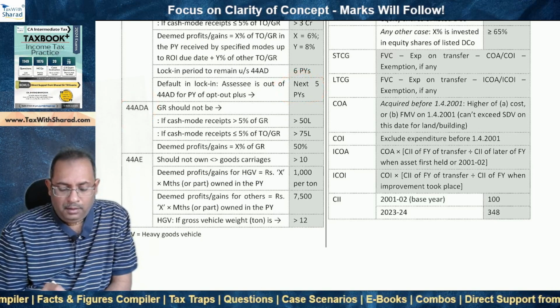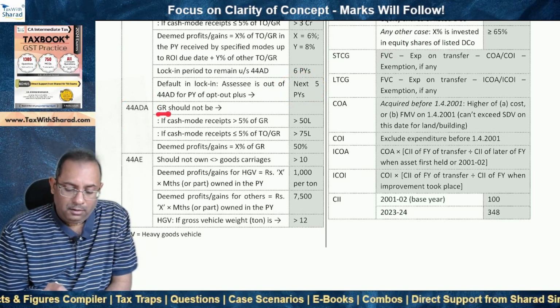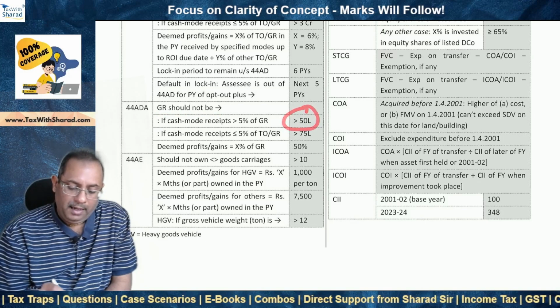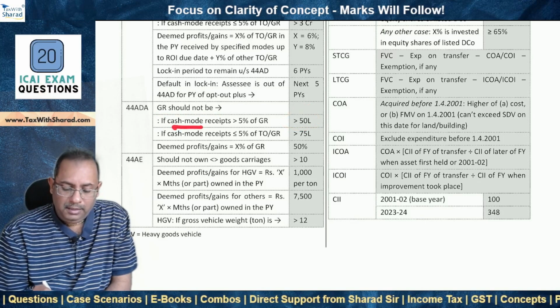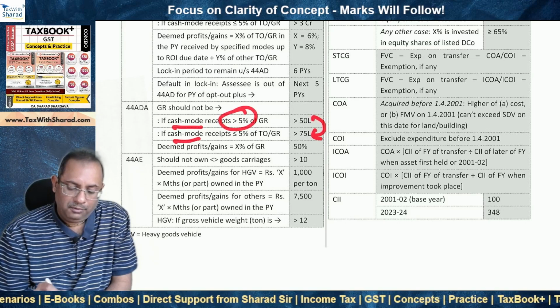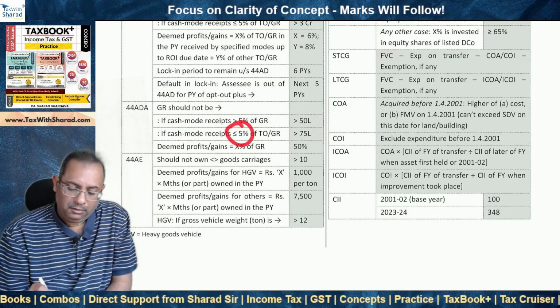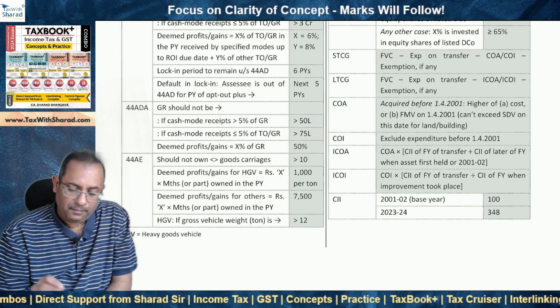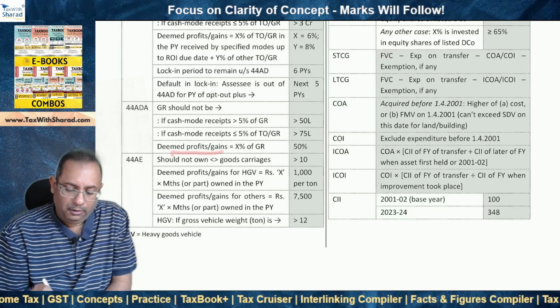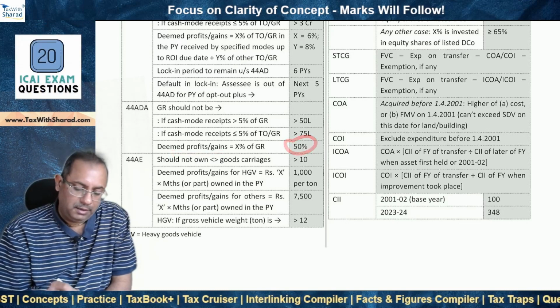44ADA applies where the gross receipt is not more than 50 lakh if the cash mode receipts are more than 5%. This 50 lakh is increased to 75 lakh if the cash mode receipts are up to 5% of turnover or gross receipt. Deemed profit and gains under 44ADA is 50% of gross receipts.